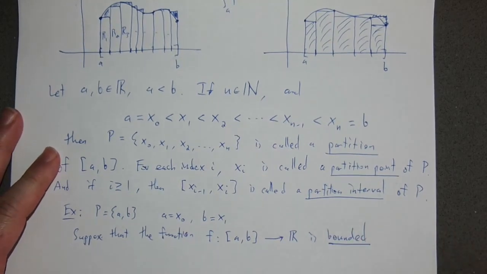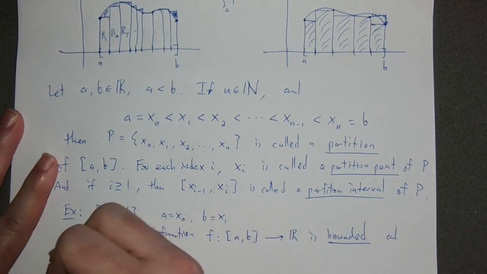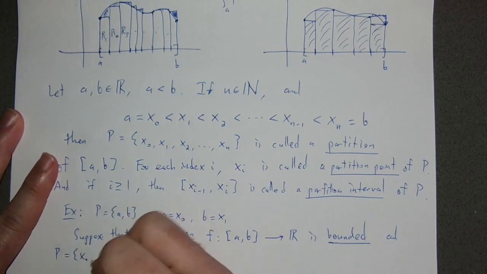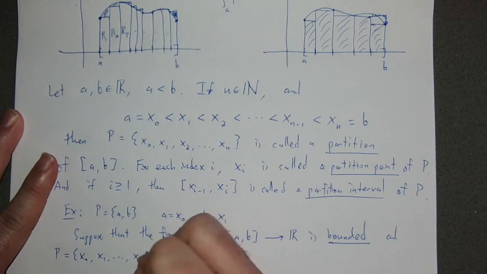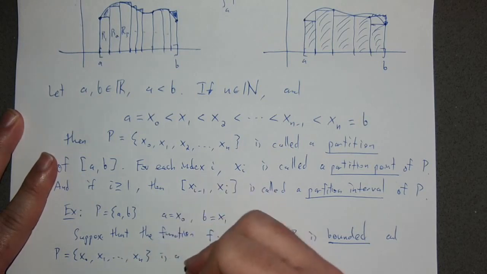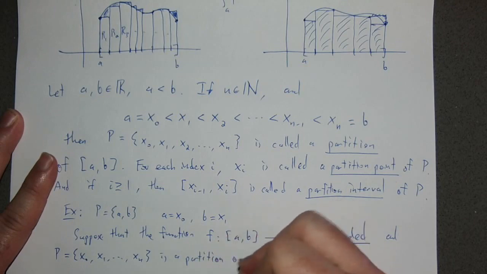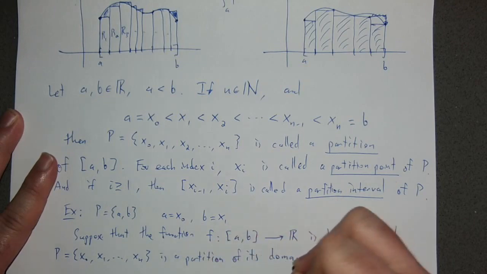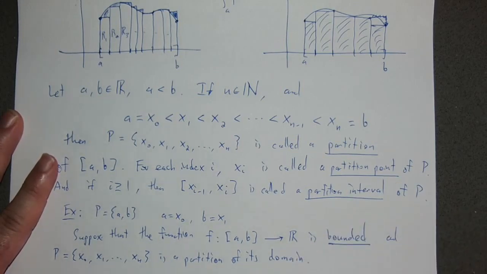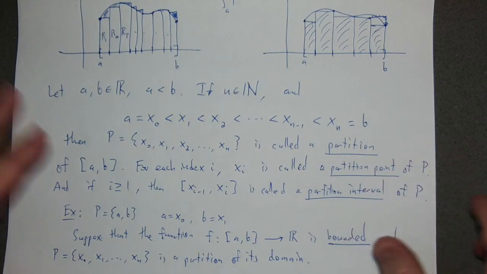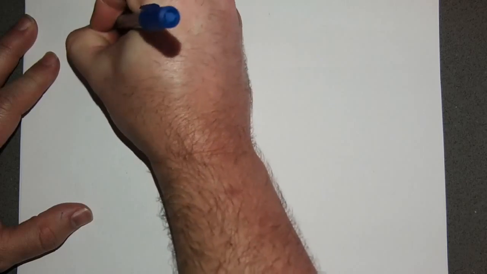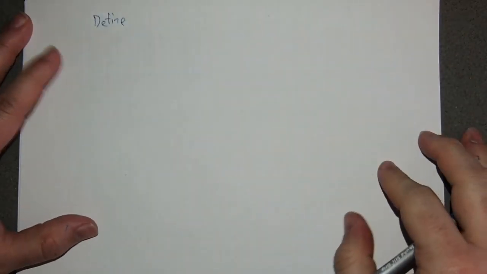So suppose that the function f is bounded and P is a partition of its domain. Okay. We're going to define some things that are very important. They're not just throwaway quantities. These are going to be used throughout this section in these proofs. So define the following.